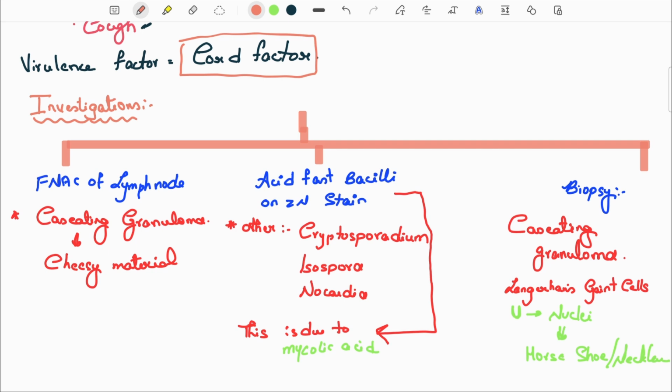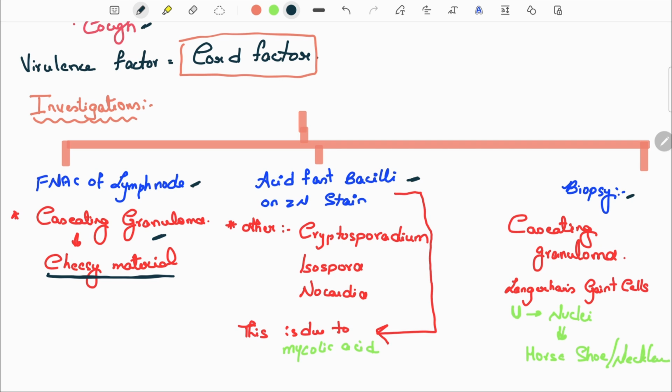You met the patient and you are suspecting that it may be tuberculosis, and you send investigations like FNAC of lymph nodes, acid fast stain, and biopsy. Okay, in FNAC, we have taken the aspiration. In that aspiration you can observe caseous granuloma, meaning the granuloma is containing caseous necrosis inside, which is cheesy like material. Okay, it is a classical finding of tuberculosis.